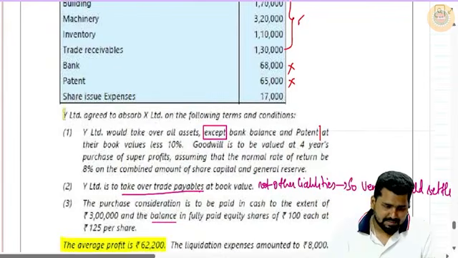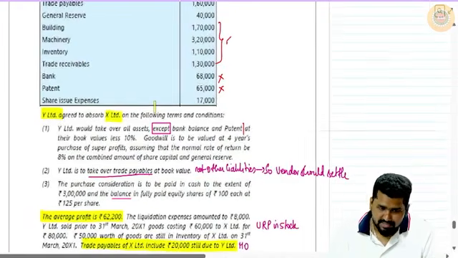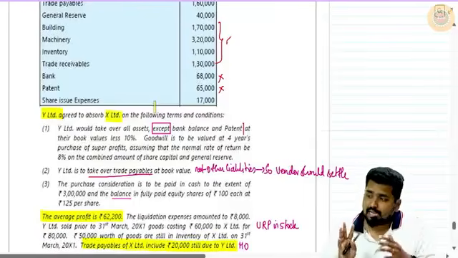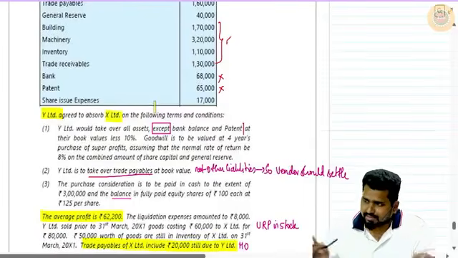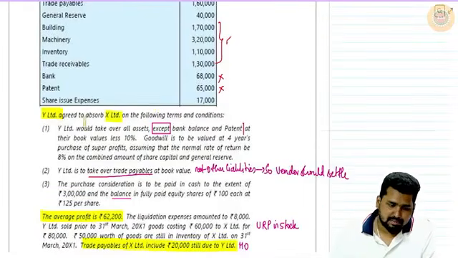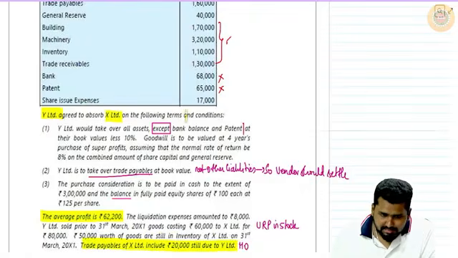Okay, listen. Y Limited agreed to absorb. Once again, the word absorb. Absorb means taking all assets and liabilities. If they themselves say they are not taking over something, leave that. Clear? Or else take all assets and liabilities. Y Limited agreed to absorb X Limited on the following terms.